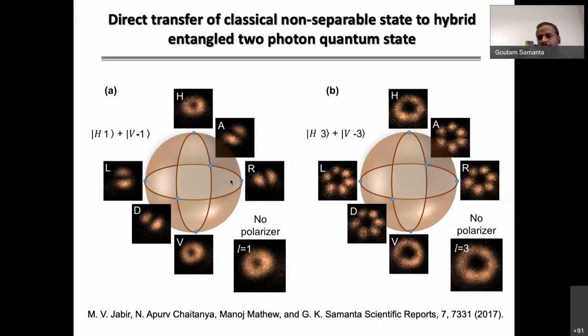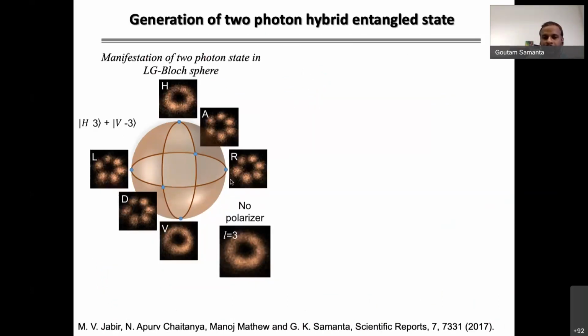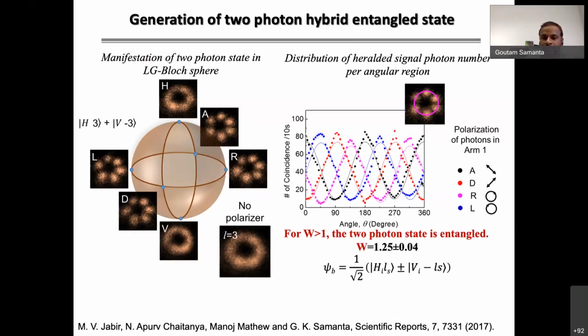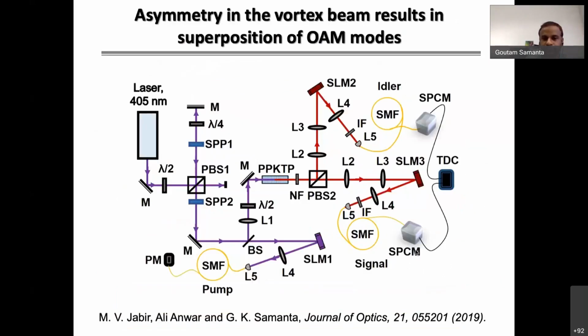And this is basically confirming that using this classical beam, we can directly transfer the classical beam into entangled single photons, and get similar properties to whatever the pump photons have. And from here we can also find out the entanglement witness parameter W, which is more than 1, and that is basically confirming it's a hybrid entangled photon state.